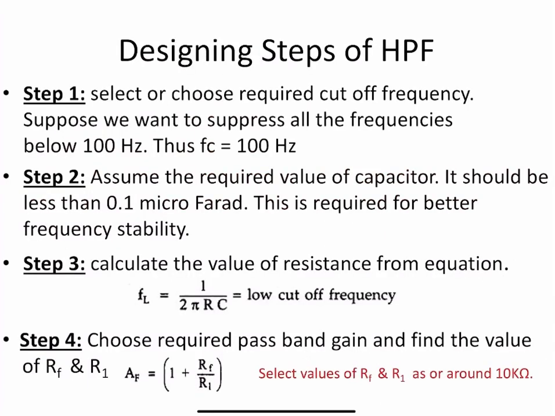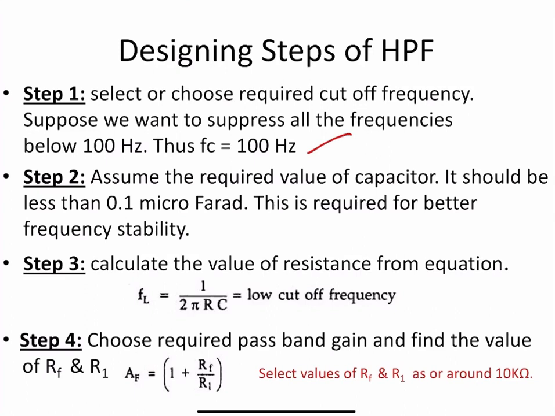Next is designing steps for the high pass filter. While designing high pass filter, these steps you have to follow. First step, select or choose required cutoff frequency. Suppose you want to suppress all the frequencies below 100 Hz. It means cutoff frequency would be 100 Hz. You can say this is that frequency above which signal will be passed, below which signal will be attenuated. In step 2, you have to assume required value of capacitor. It should be less than 0.1 microfarad. This is required for the better frequency stability.